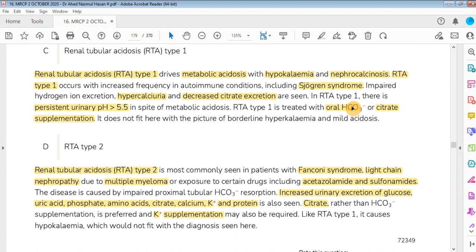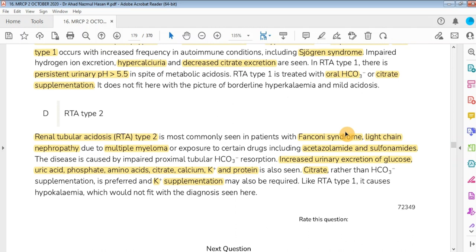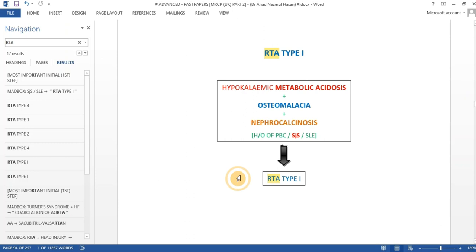And RTA type 2 is associated with Fanconi syndrome as well as the multiple myeloma.